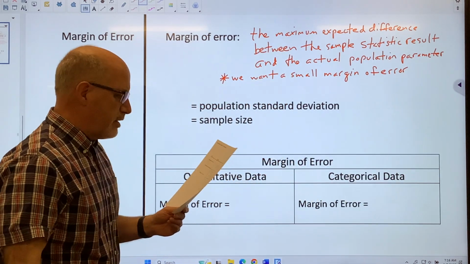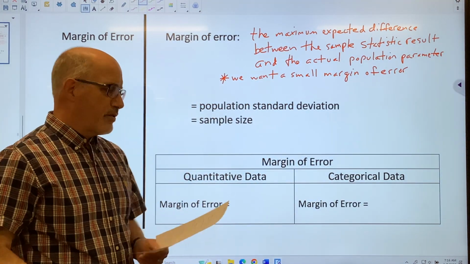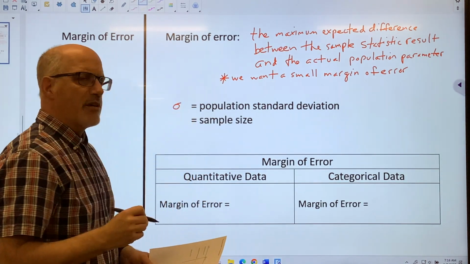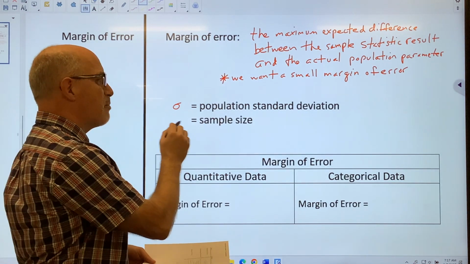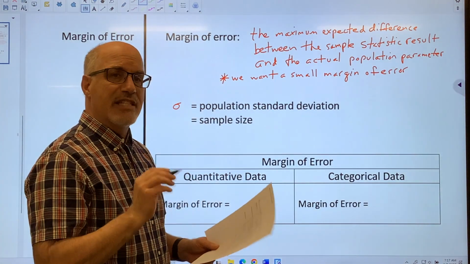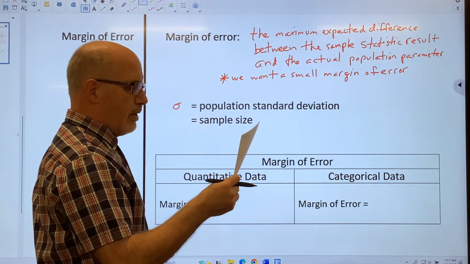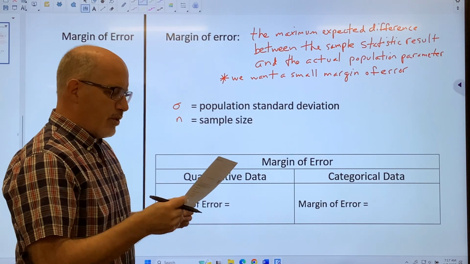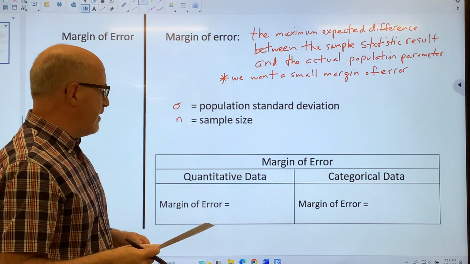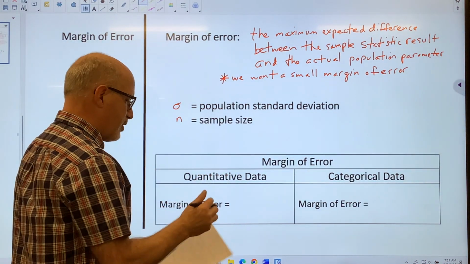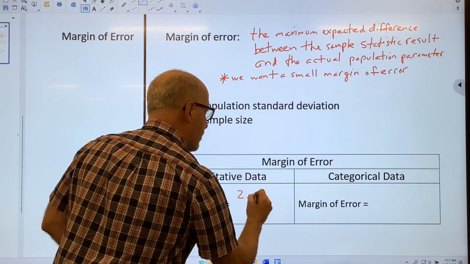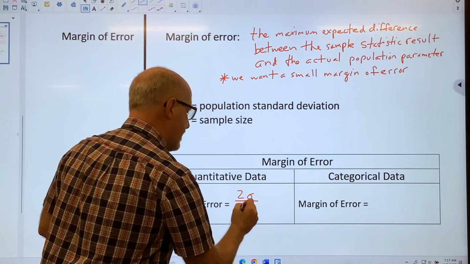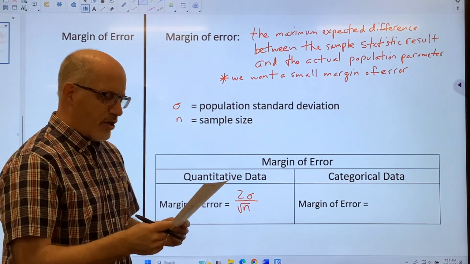Okay, now let's go ahead and come up with the formulas for this. So first of all, a reminder that if we use sigma, that Greek letter sigma, that's the population standard deviation. That is the actual parameter. Now, when we have n, that's the sample size. So when we do, for instance, quantitative data, our margin of error is going to be 2 sigma, whatever our standard deviation is, over the square root of n. This is the formula we'll use for our margin of error.